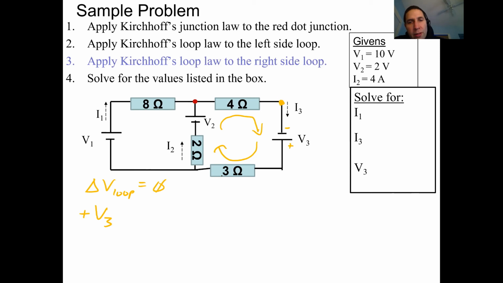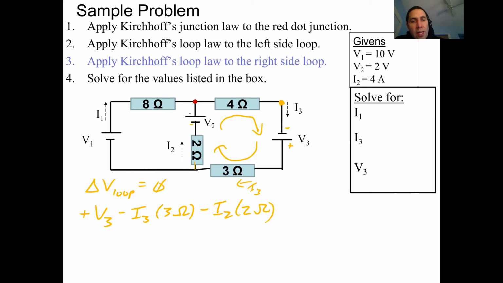Turn the corner here, get to this 3 ohm resistor. This I3 current is going like this, and I'm also going with it. So that is going to be a voltage drop, as we talked about. So that is minus I3 times 3 ohms. Make the turn here up this center branch. I've got a 2 ohm resistor and I've got I2, and I'm going in the same direction as the current. So that's another voltage drop. So that's minus I2 times 2 ohms.